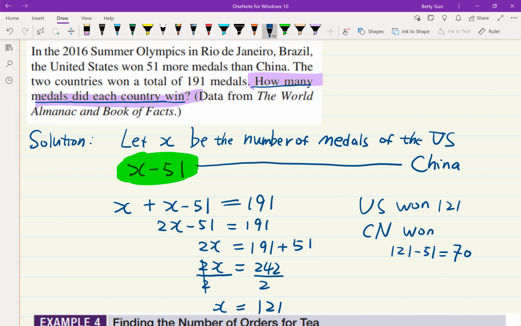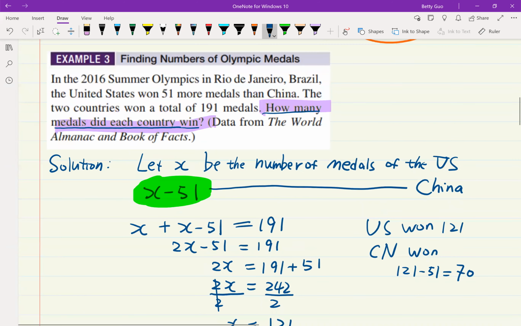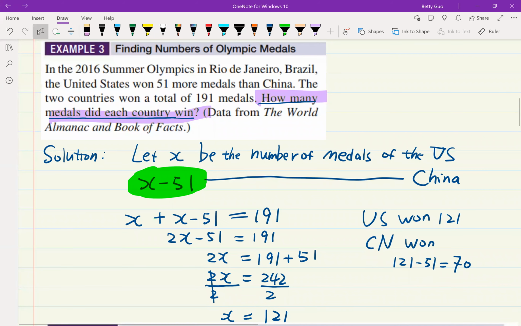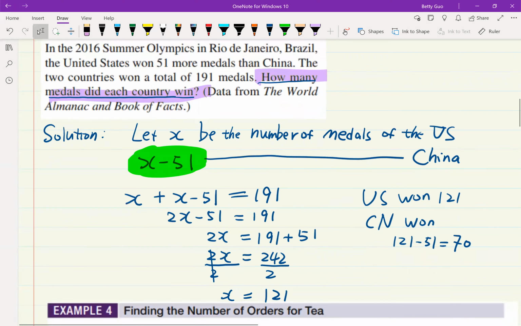Yeah, that's the process. Any question about this problem? We started this problem yesterday and we finished it today earlier. Any question? Okay, let's see example 4.